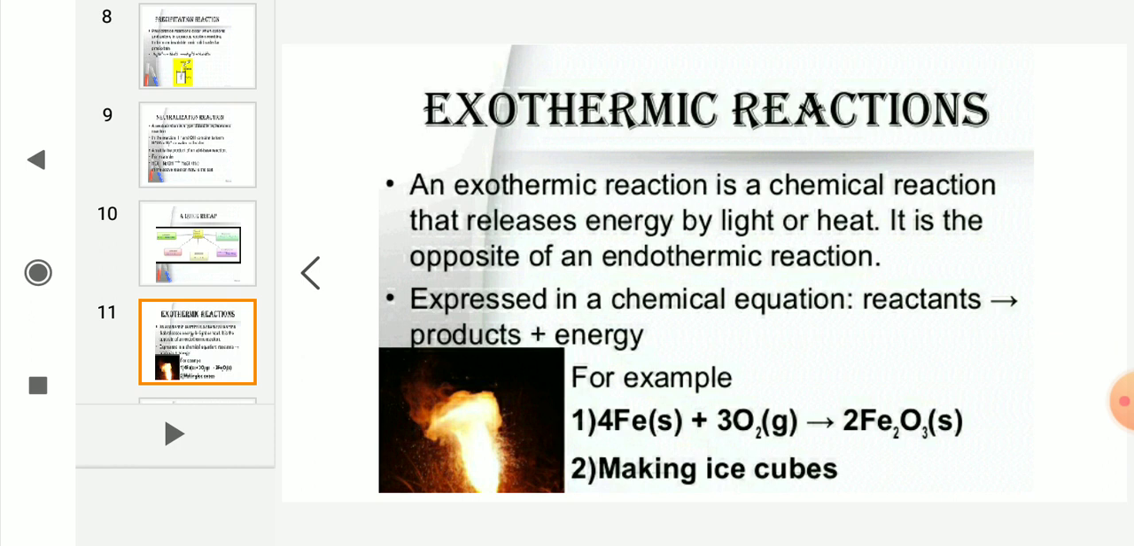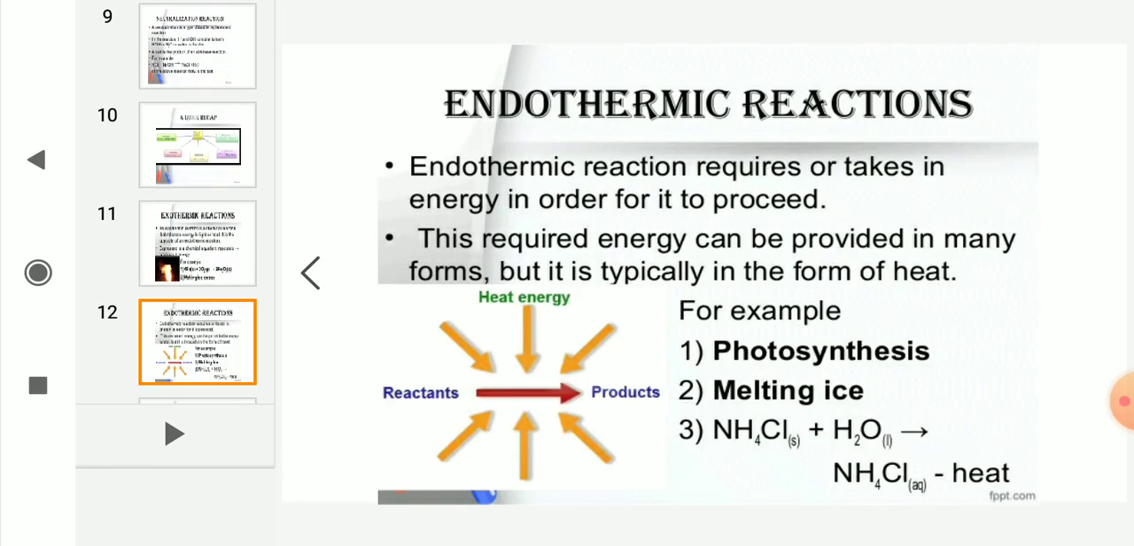4Fe plus 3O2 gives rise to 2Fe2O3. It's a solid. The next example is making of ice cubes. When we make the ice cubes, here also heat is released.